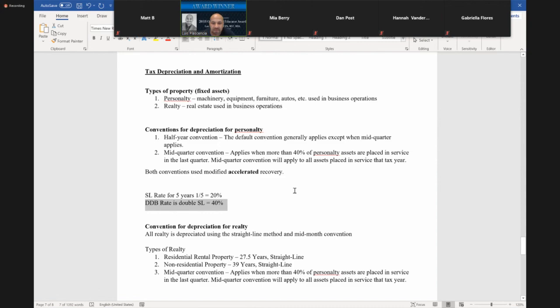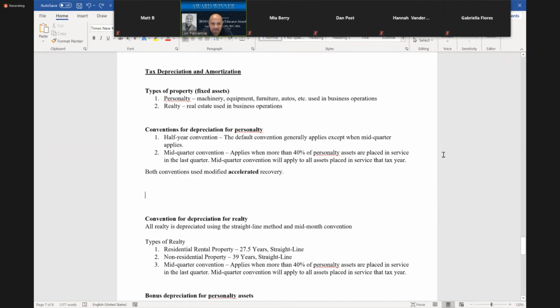You could do the same thing with a 7-year asset, 1 divided by 7, and apply the rule that way. That's how they got to the 14.29%. Then it switches over to straight line going forward. You don't need to know that because the tables are provided, but I do want you to understand how it works.